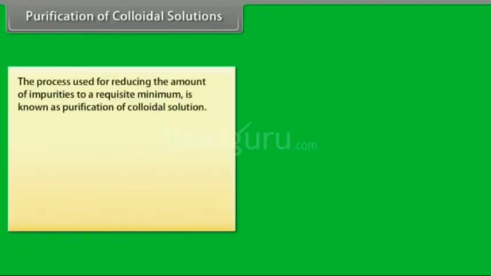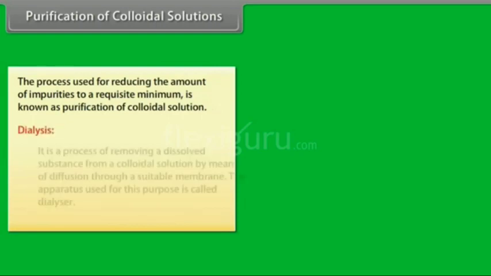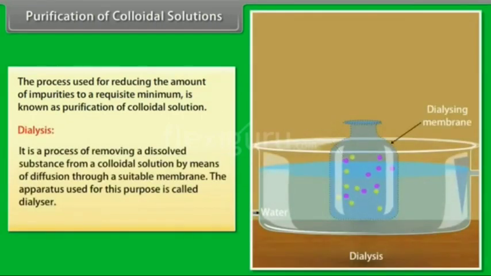The process used for reducing the amount of impurities to a requisite minimum is known as purification of colloidal solution. The purification of colloidal solution can be done by the following methods. Dialysis. It is a process of removing a dissolved substance from a colloidal solution by means of diffusion through a suitable membrane. The apparatus used for this purpose is called a dialyzer.